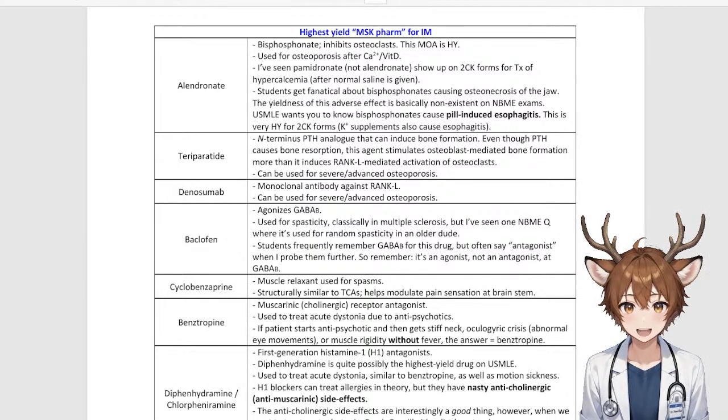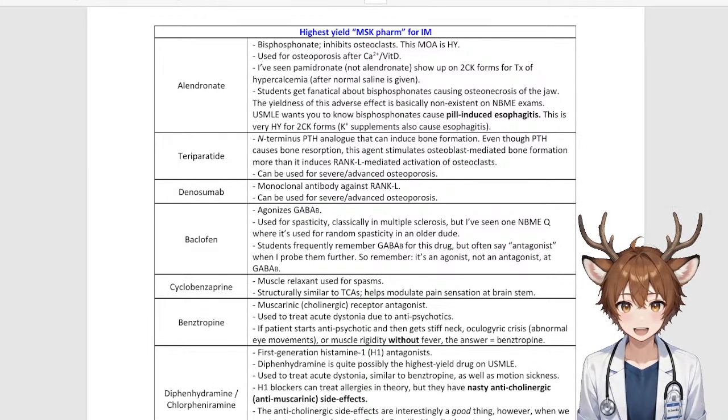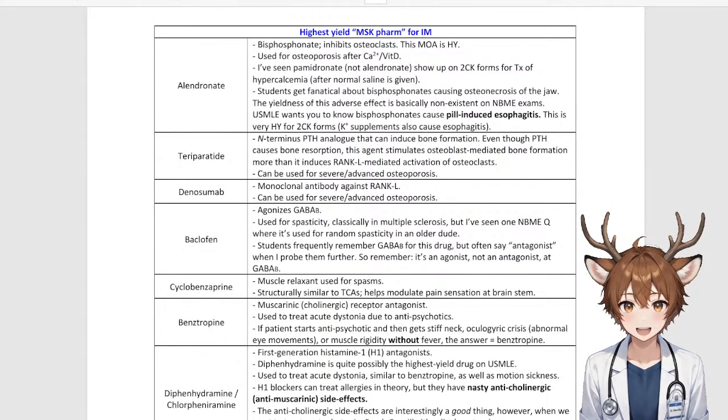Denosumab, a monoclonal antibody against RANKL, can be used for severe advanced osteoporosis. Basically, it's preventing the osteoclast from being activated by the osteoblast.